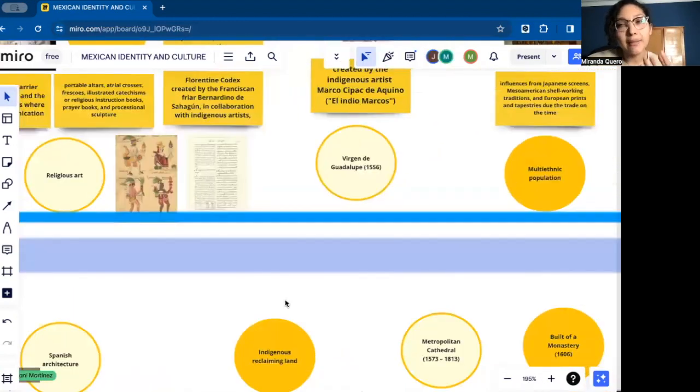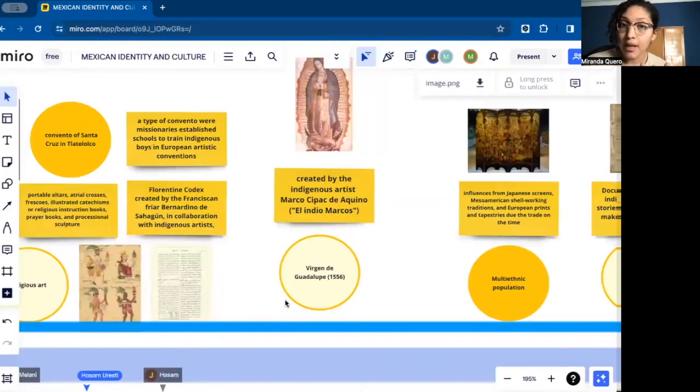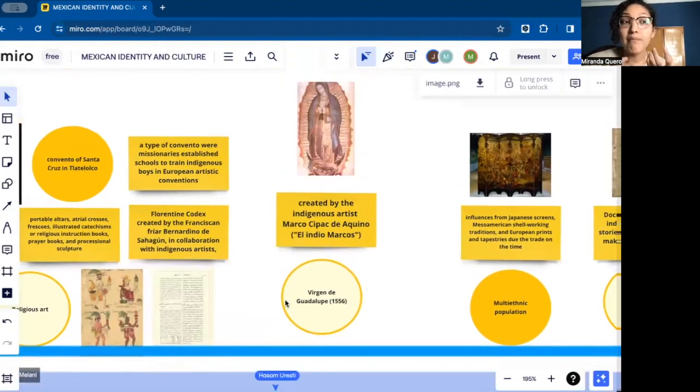One of the most important mixes I can see here is, for example, the Virgen de Guadalupe, which was created by an indigenous person, but represents this new belief in the Catholic Church. What is important is that this figure nowadays in Mexico is one of the most powerful identity figures in our Mexican culture. Even though I'm not Catholic, I know the figure, and if I saw it outside my country, I would immediately think about Mexico.